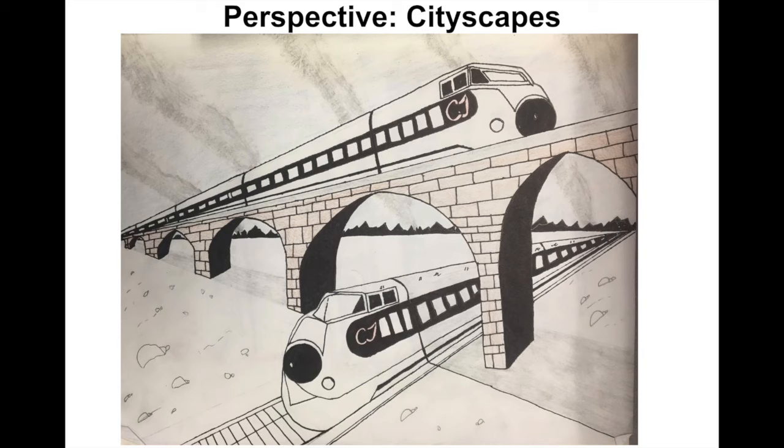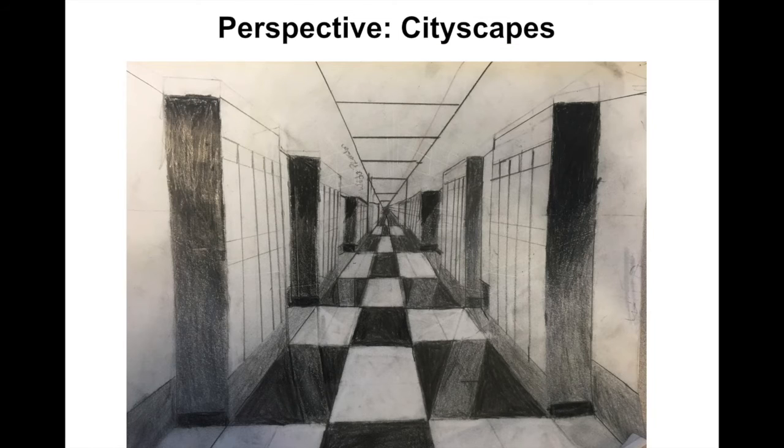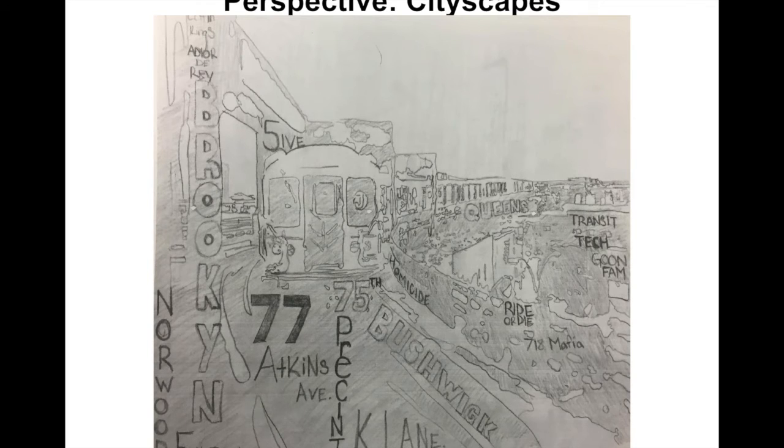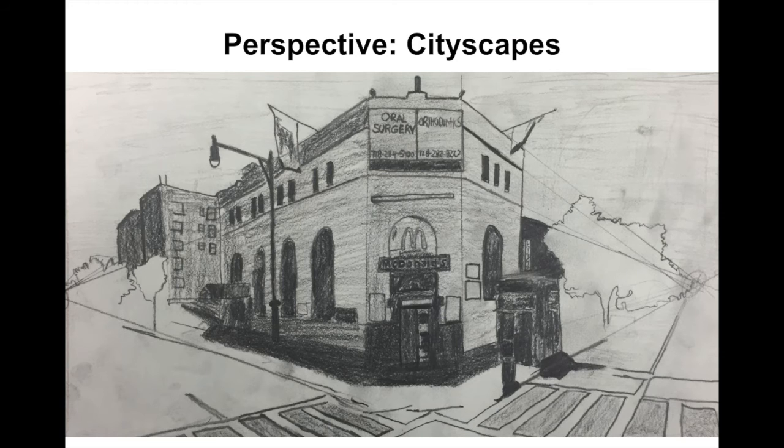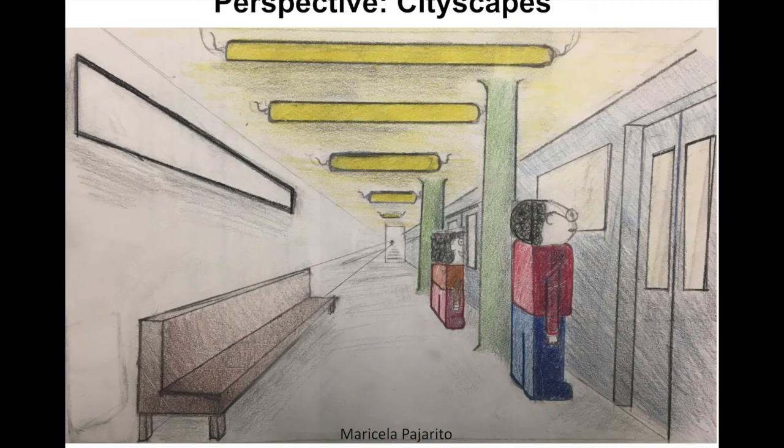We can see this two-point perspective done by a student. We have a one-point perspective of a hallway. We have a one-point perspective where they decided to incorporate some of the self-portrait and text ideas. The J train, two-point perspective looking out at, I believe this is Church and Nostrand. It's not a McDonald's anymore.